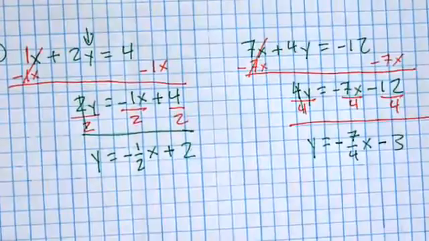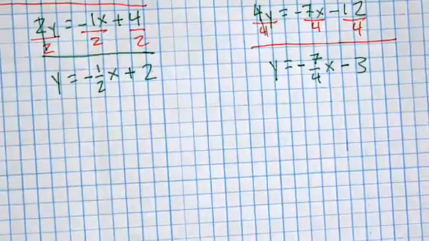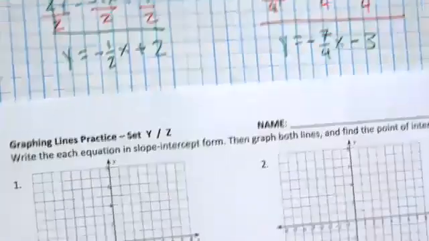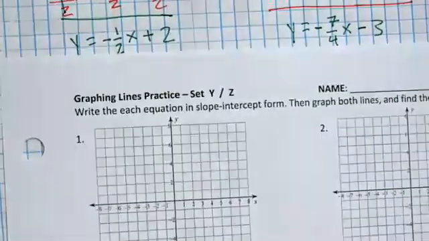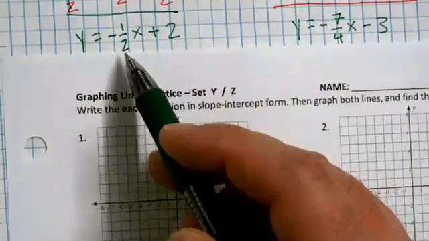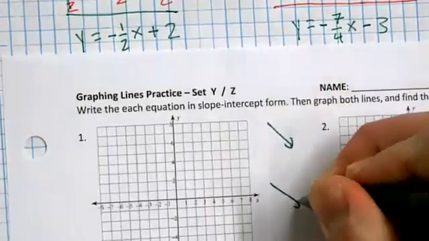Let's go ahead and graph these. You guys have some graph paper in front of you. Does anybody need the page with the graphs on it? Let's graph these and find where they intersect. So this is number 1. Notice that both of our slopes are negative, so we're going to expect both to be going downhill from left to right.